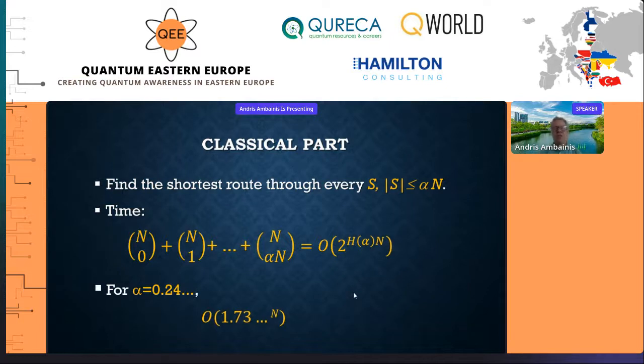So if a set of cities contains at most 24% of all the cities, then we classically find the shortest routes through it. And again, we do it by first finding shortest routes through smaller sets of cities, and then by building up shortest routes through larger and larger numbers of cities. But we stop this classical part at the point where we have found the routes through all sets that contain 24% of all cities. And since we stop at this point, we don't need 2 to the n steps, we need 1.73 to the n steps, because that's the number of subsets of cities that contain at most 24% of all cities.